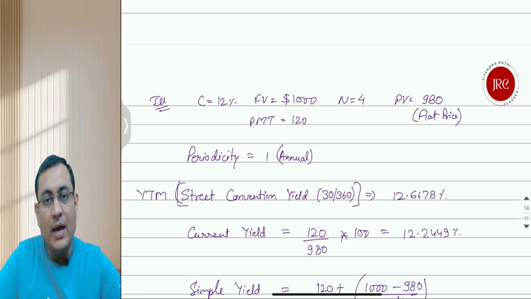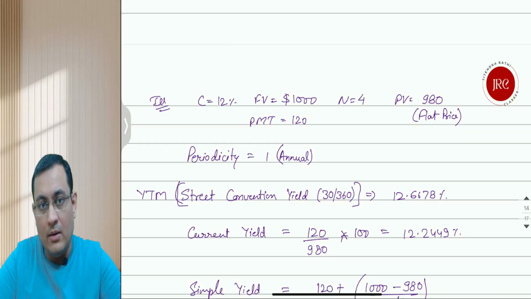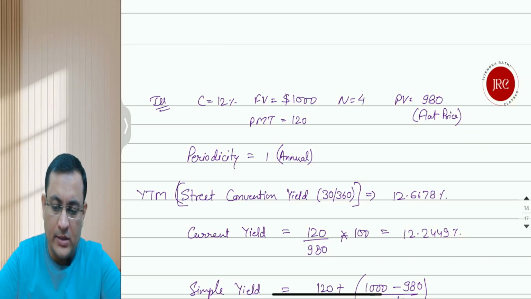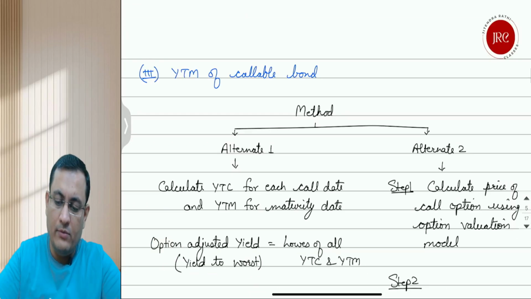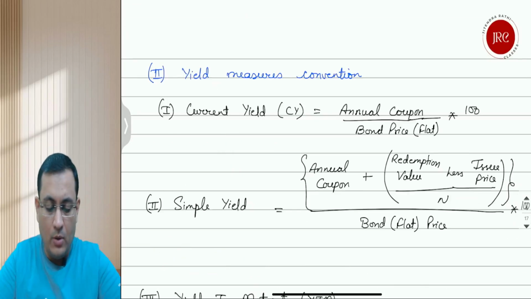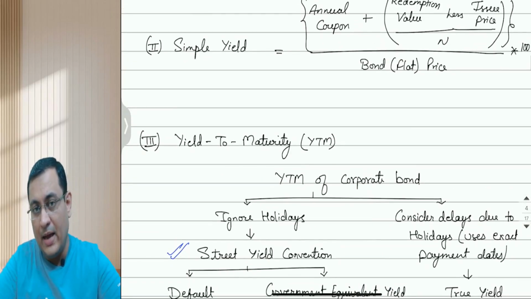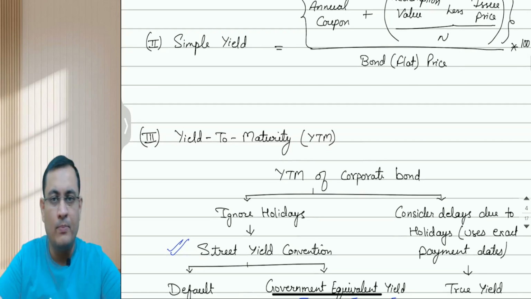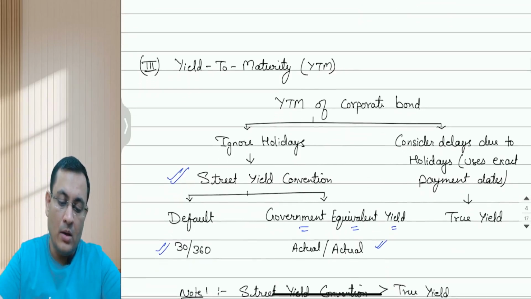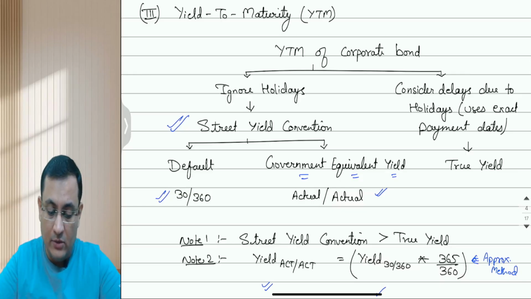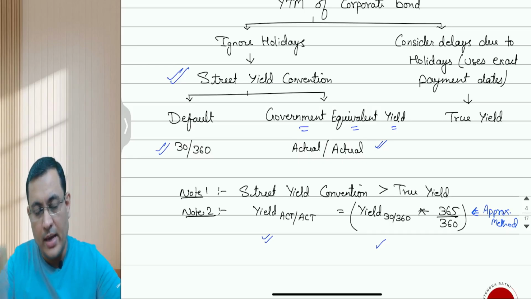For true yield, we have to consider each and every date. That is only possible with the Microsoft Excel functions. So with this, let's close this topic, and next we will go for callable bonds. So current yield, simple yield is a simple coupon plus your simple average amortization of your additional gain and loss on redemption compared to its purchase price, over flat price, then the street convention default, 30 by 360 concept, government equivalent yield, true yield. We are done with this topic. So thank you so much. Thank you everyone.